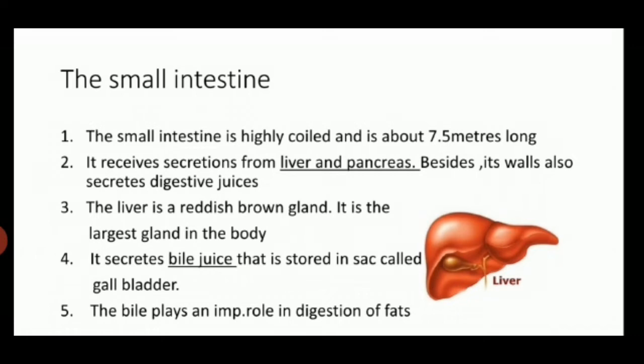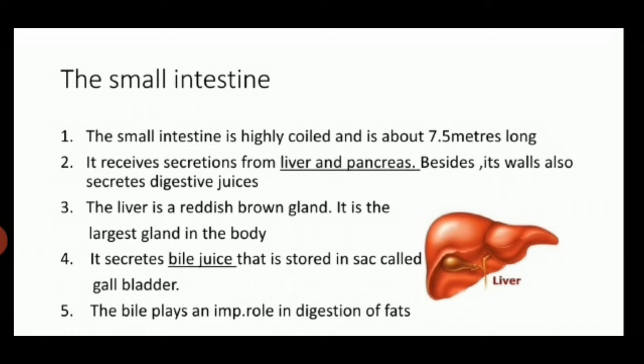It is 7.5 meter long. So you can imagine how long it is. Therefore, to fit it into your body, it is highly coiled. It is a coiled material in your digestive system. Now it receives secretions from the liver and pancreas.